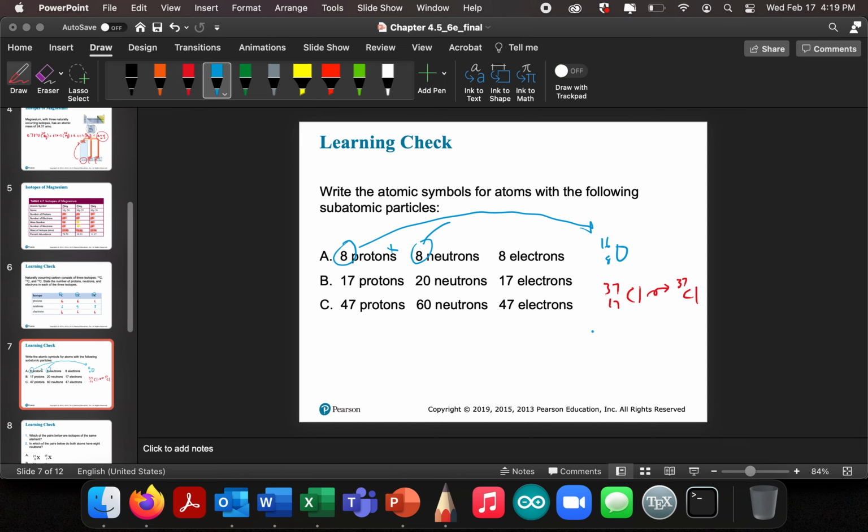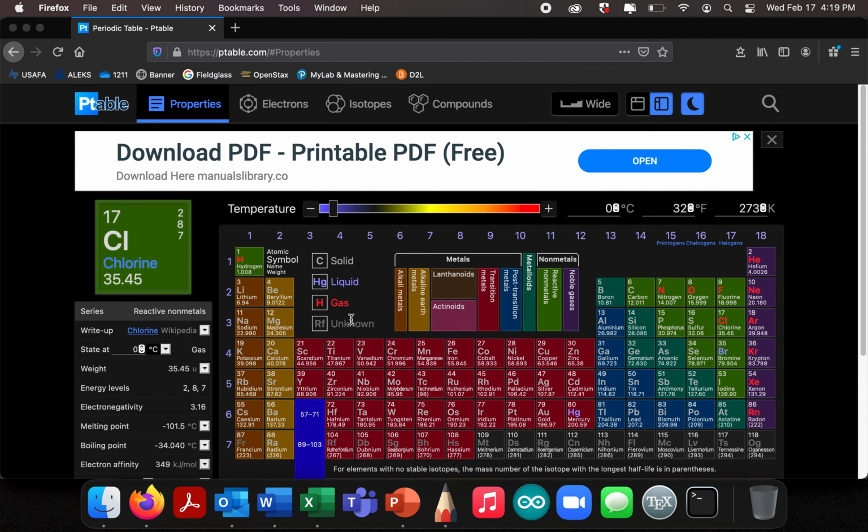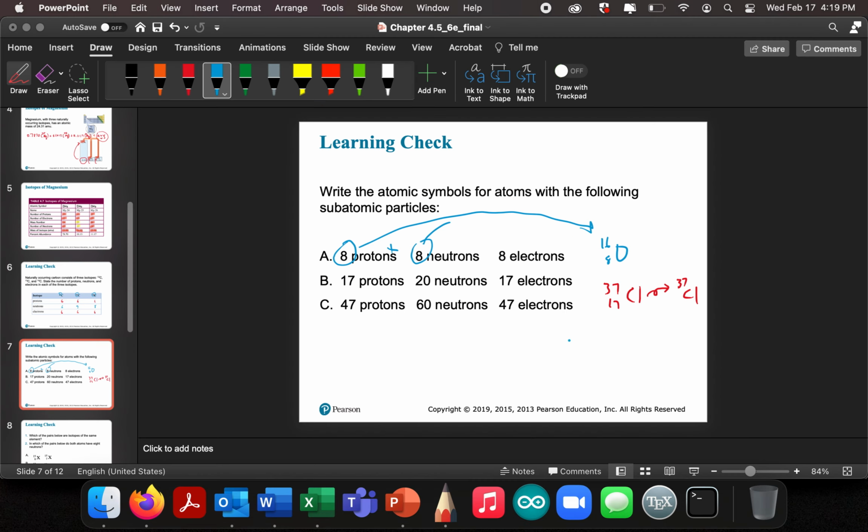Okay, so let's do another one. Let's do 47 protons. We got to find 47. Where's 47? Aha, there it is, right there. Silver, 47. So silver, and I'm going to put the 47 there. Don't have to, but I'm going to put it there. And if it's got 60 neutrons, well, this plus this looks like 107, right? So this symbol, and it's got 47 electrons, so it's neutral. So the symbol for this is silver 107.